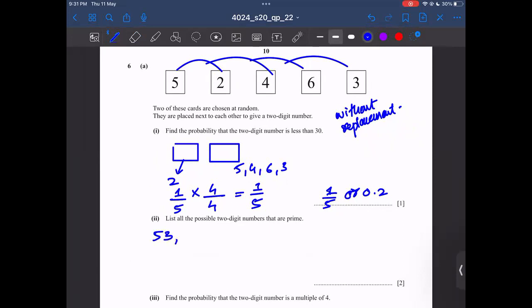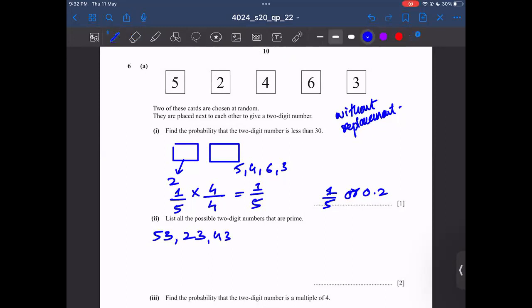All right. Now let's do the process again. You get 25, 24, 26, and 23. Only number 23 is going to be the prime number. All right. Let's do that process again. We get 42. No, this is not a prime number. 45. No, this is not a prime number. 46. No, this is not a prime number. 43. Is this a prime number? Yes, this is the prime number. So I'm going to write 43.